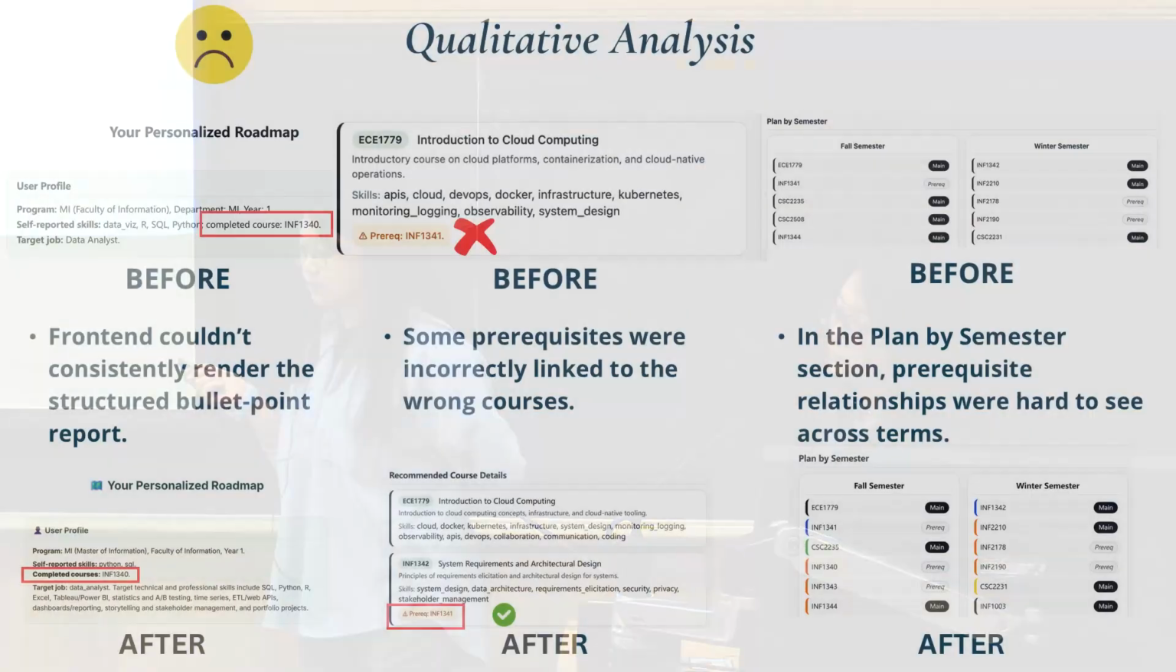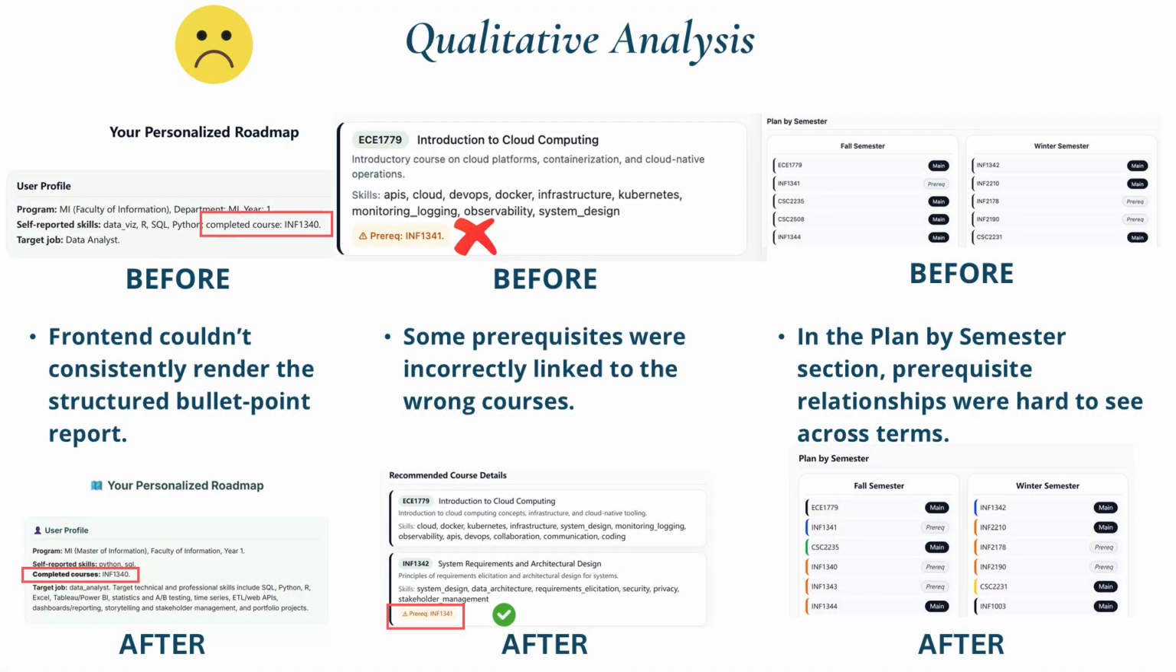During testing, we also found some issues. Sometimes our front end couldn't provide consistently structured bullet points, and occasionally some prerequisites were inaccurately linked to the wrong courses. In the plan by semester section, the prerequisite relationships were hard to see across terms. But luckily, we fixed these bugs.